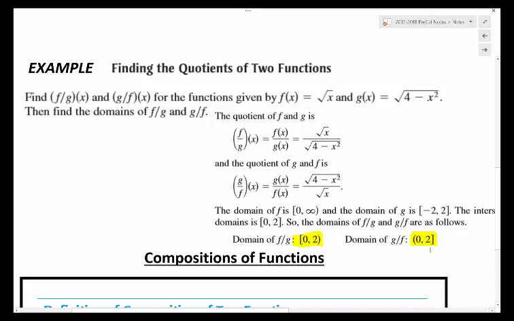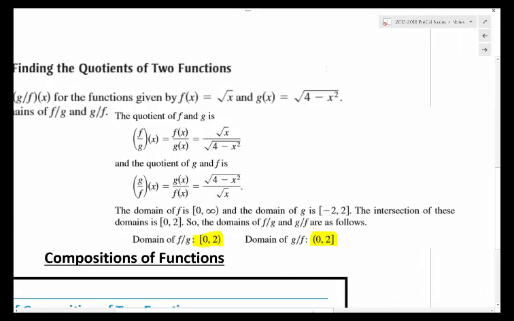The reason for this is that the domain of the original equation, f, is from 0 to positive infinity. However, the domain of g is from negative 2 to positive 2. Because the only way that you can do that, anything more, and it goes outside of what you can do with the radical. Remember, you are considering the equation the square root of 4 minus x squared.